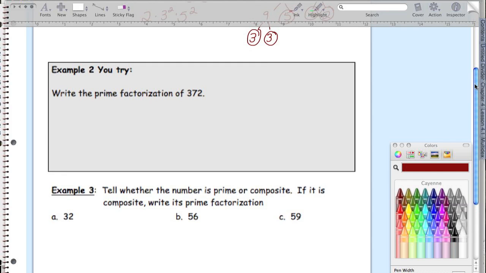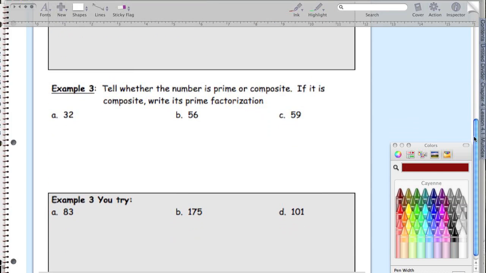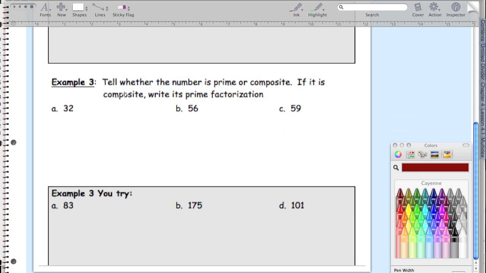Okay, the example you try is trying the same thing. And example 3 actually goes over the same concept again. Tell whether the number is prime or composite. If it is composite, write its prime factorization. So let's try one of these. We'll do 32. This is going to be a composite number because I know that it's even, so other values go into it. So I'm going to break it into 4 and 8.